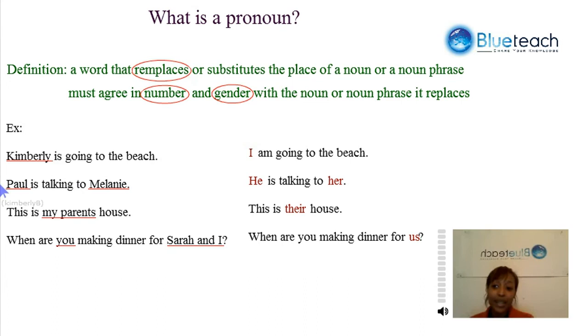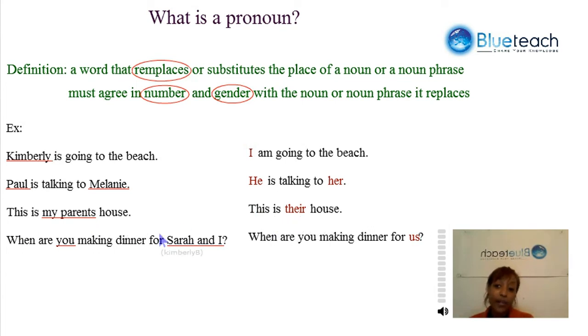Let's look at the second example. Paul is talking to Melanie. To replace Paul, we're going to say he, and to replace Melanie, we're going to say her. He is talking to her. You see how he agrees in number and in gender with Paul, and her agrees in number and in gender with Melanie. This is my parents' house. My parents agrees in number and in gender with their.